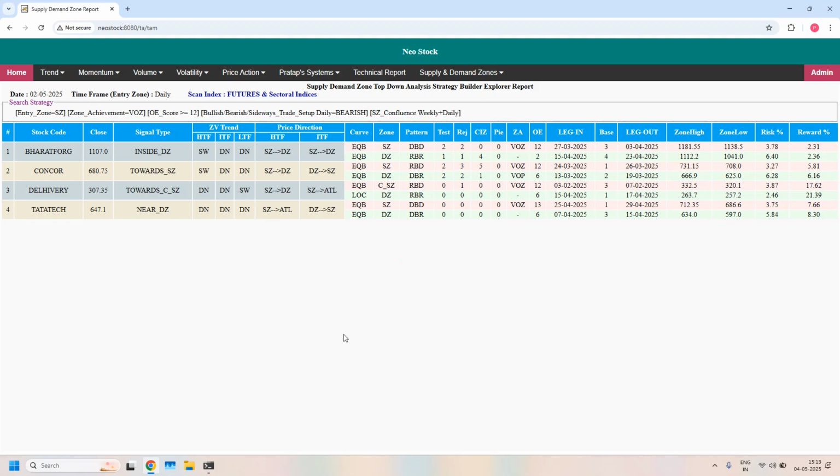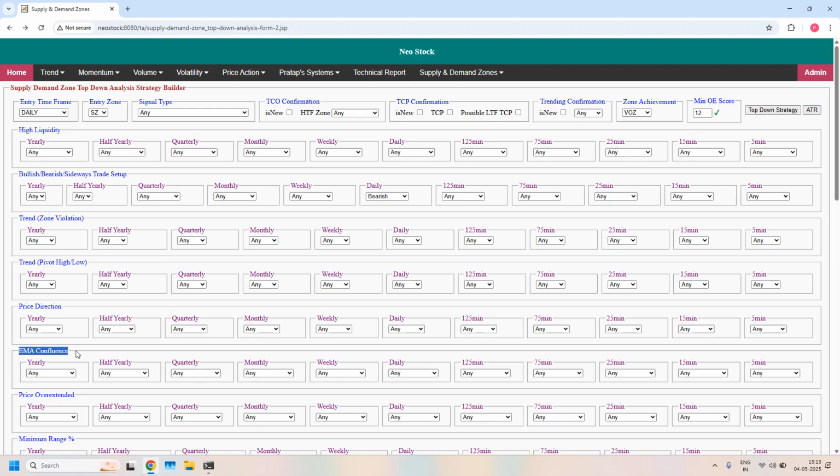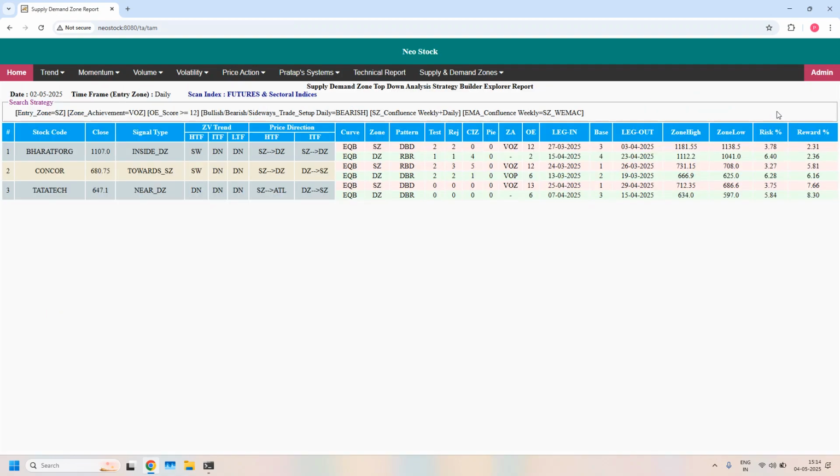Let's verify how many of these weekly supply zones are having weekly EMA confluence. If any stocks are filtered, those overlapped daily supply zones might have a higher probability of success. In the EMA confluence at weekly, I am checking weekly supply zone having weekly EMA confluence. Trend on the weekly is downtrend. We got 3 stocks filtered. So these 3 weekly supply zones might have a higher probability of success.